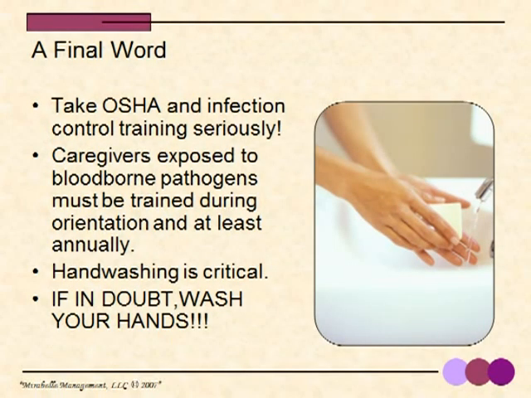A final word about OSHA and infection control. Please take this training seriously. Caregivers who are exposed to blood-borne pathogens must be trained. Blood-borne pathogen regulations attempt to limit occupational exposure to blood and other potentially infectious materials. By limiting your exposure, this helps you minimize the risk from blood-borne pathogens that can lead to disease. Remember that hand washing is the key, and if in doubt, wash, wash, wash your hands. And please, take good care of yourselves.